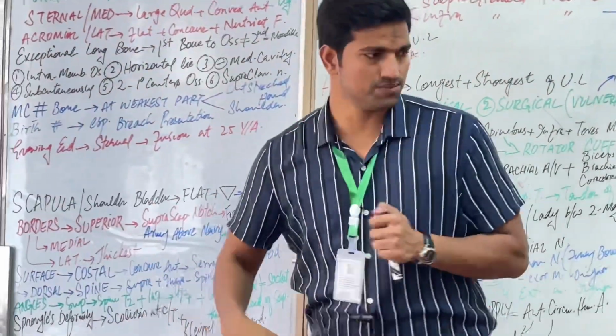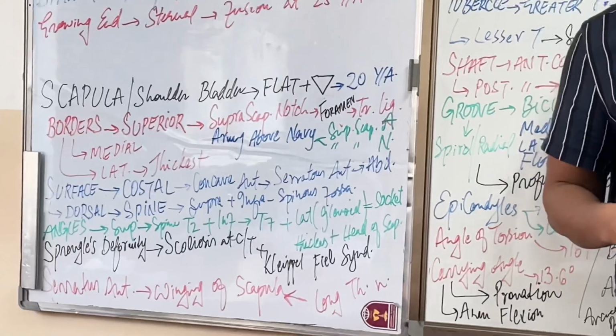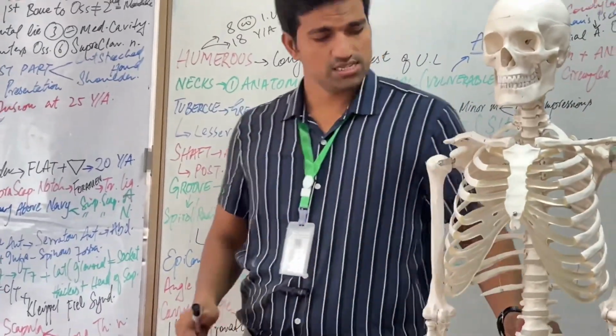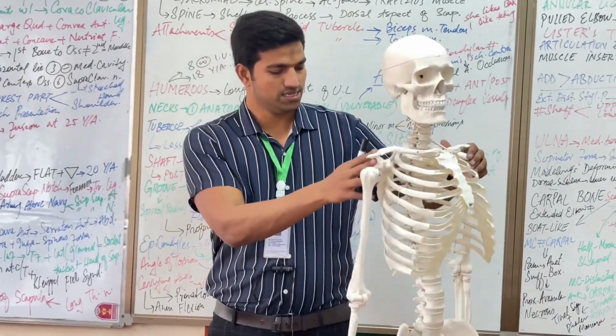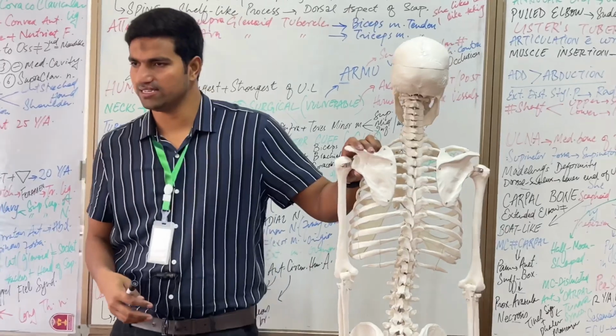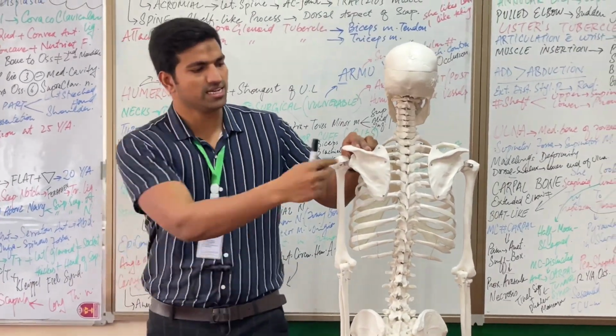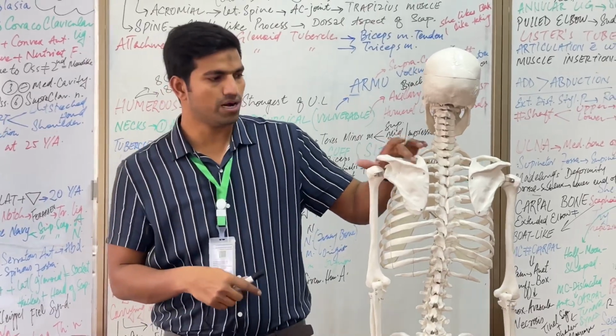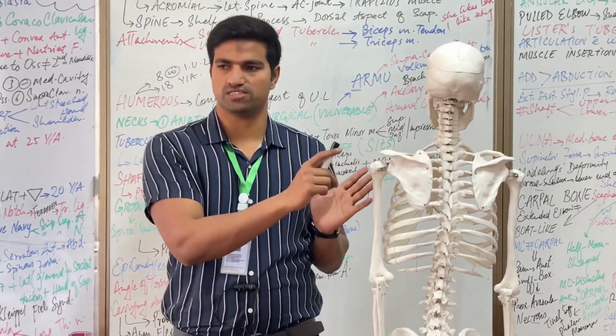Then we have talked about the scapula. For the scapula, you can see over here, I will explain like that. This is the scapula, also called the shoulder blade. This is triangular in shape. This is a type of flat bone. It has three borders, three angles, two surfaces. We will talk about that.